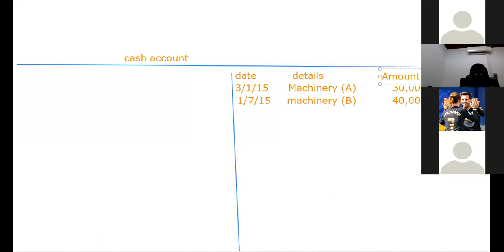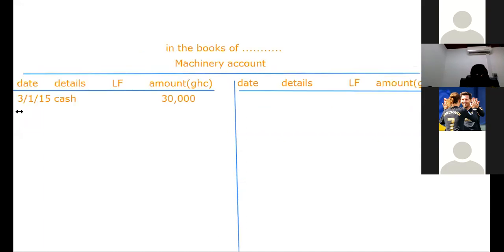When was machine C acquired? 30th September 2015. Okay, you have to do the double entry for machine B. So on 1st July 2015, we bought it with cash. The amount is 40,000. Double entry fulfilled. Then on 30th September 2015, another cash, 60,000.